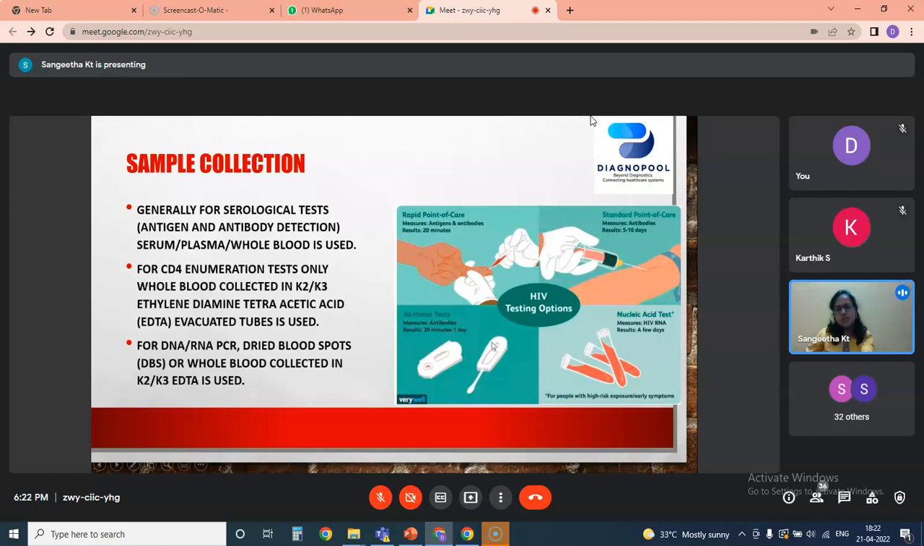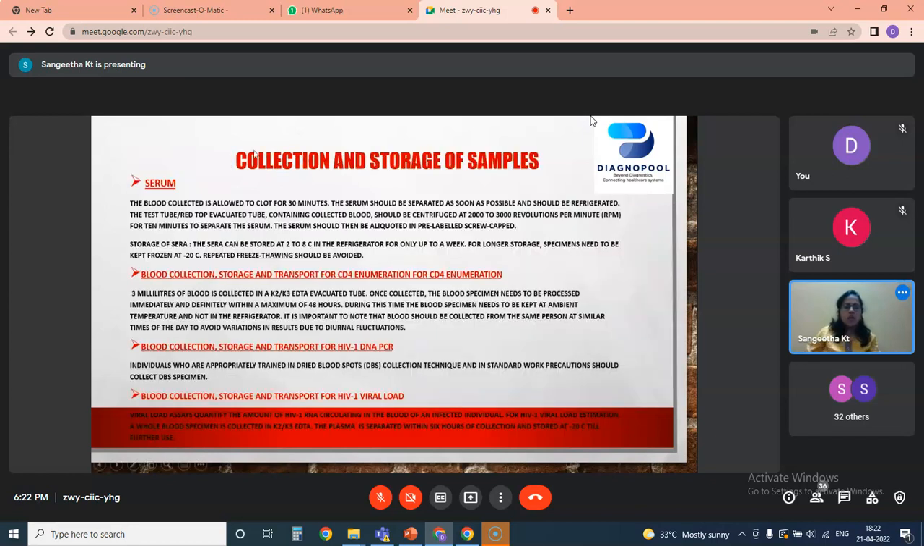Even there are some at-home tests which use oral swabs, but they are not recommended by NACO. It is being used in the Western world, but not as recommended by NACO.